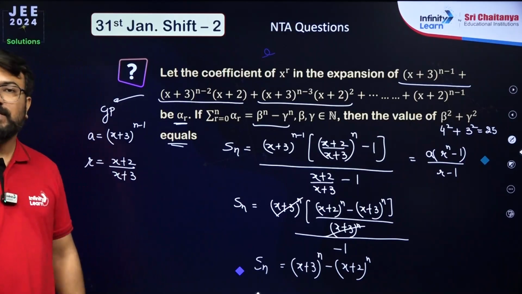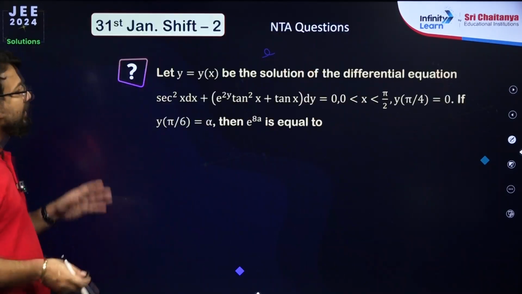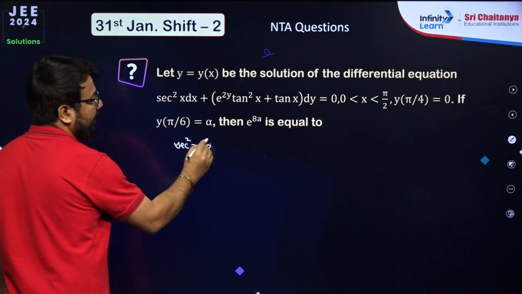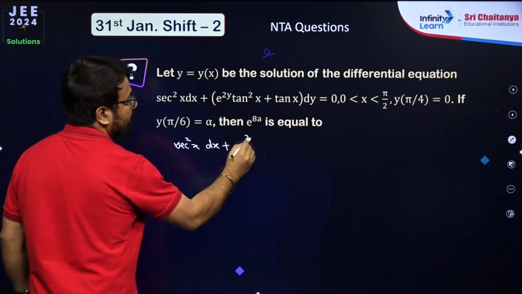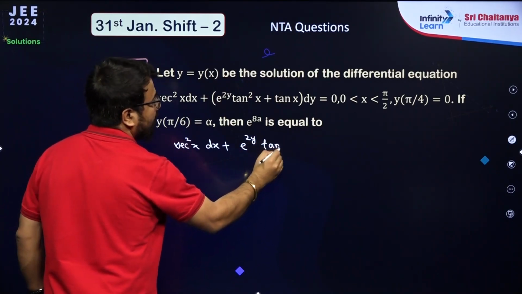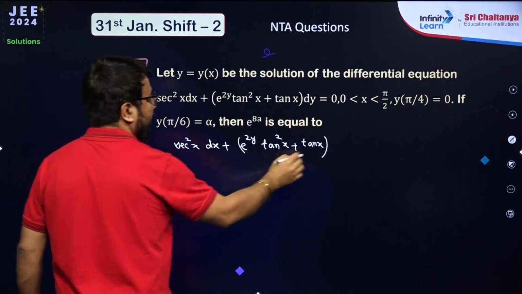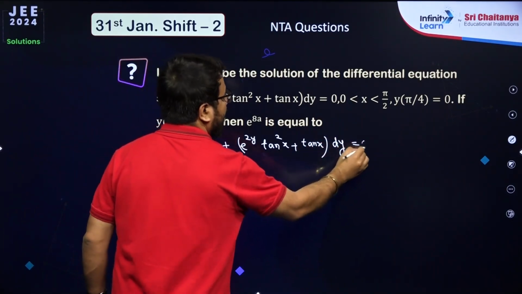Are you all able to understand this? Moving ahead to the next question. There is a differential equation being given to us. sec square x dx, e raised to the power 2y, tan square x plus tan x, into dy, and this is equal to 0.